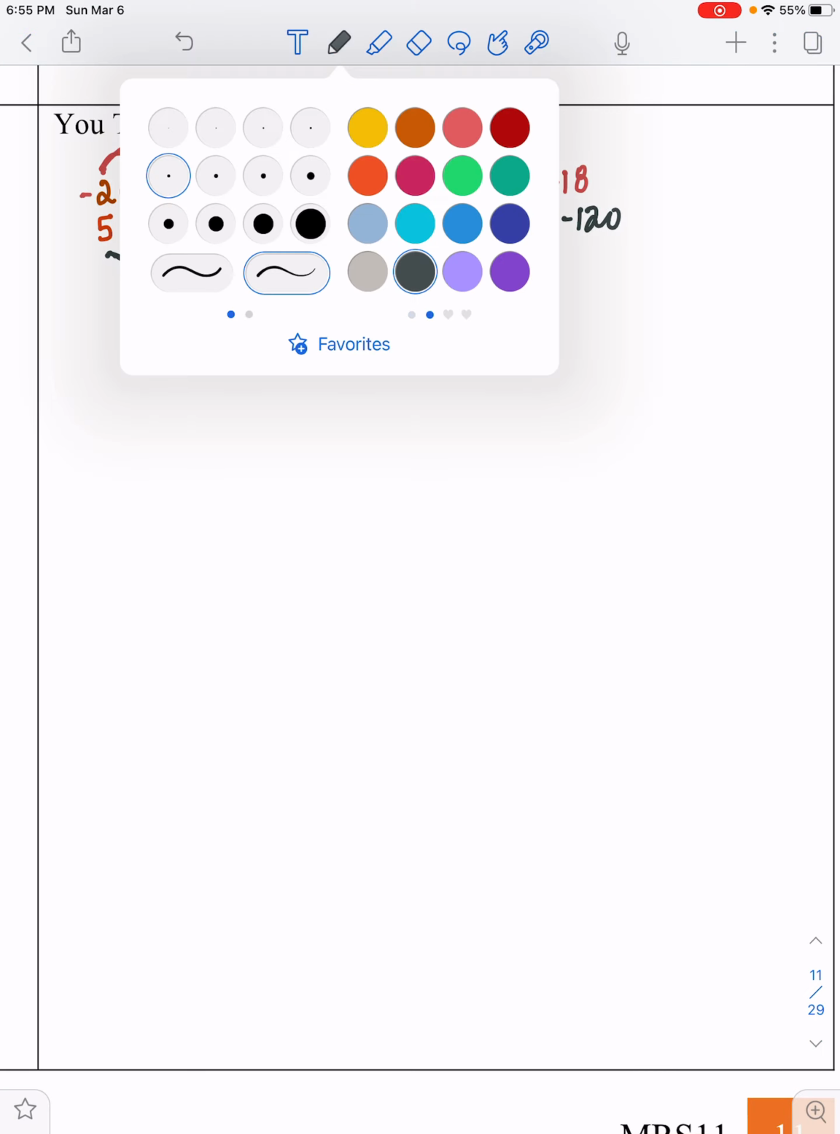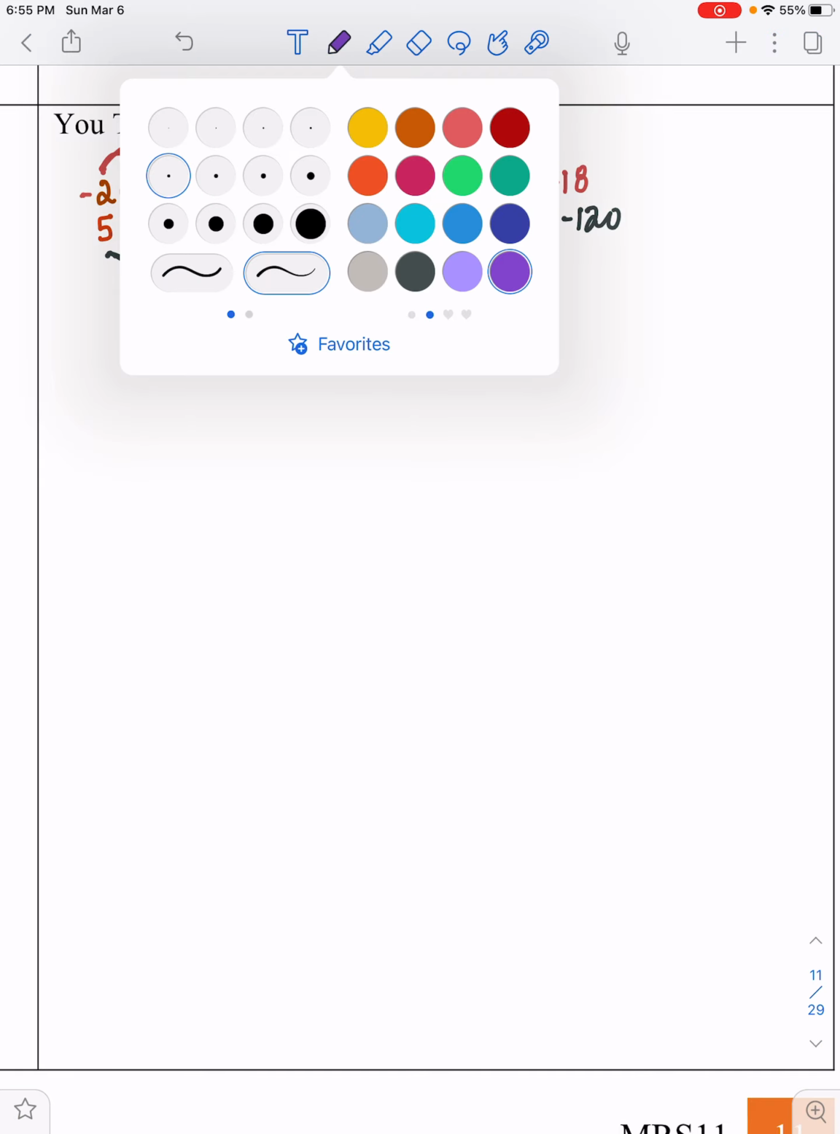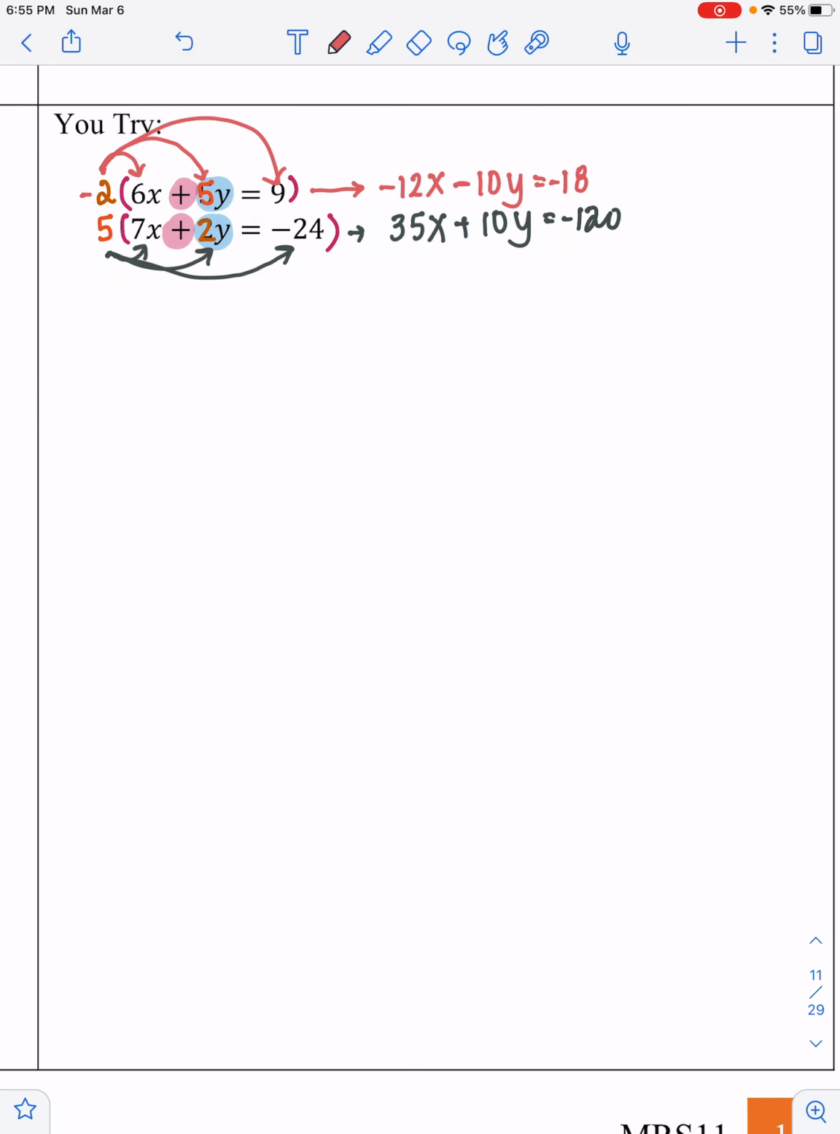Okay, and it is not working out, right? I must have messed up somewhere. I did. This was supposed to be negative 10. And that's a really good check for myself because those were supposed to be opposite coefficients. All right, now I can add straight down. I know the y's are going to cancel. Let's see what happens here.